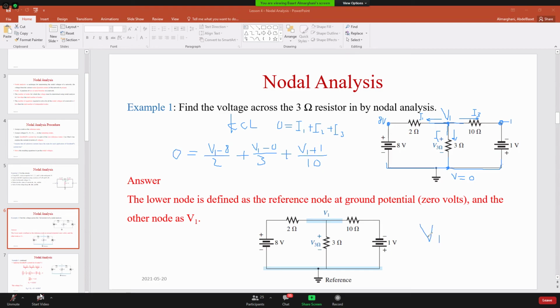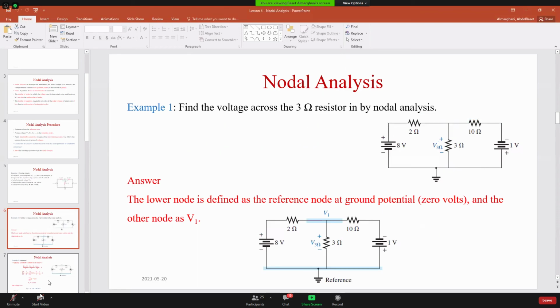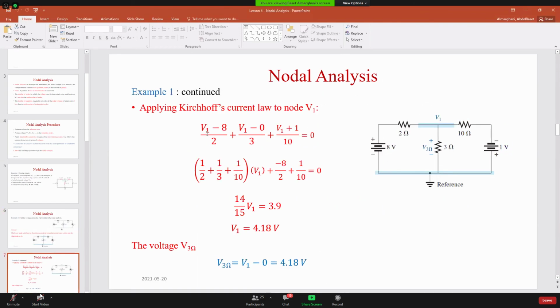Once you find V1, which is the voltage here, you can find the voltage across this resistor, which is V1 minus 0. And this is here when we solved. This is the equation. I got the common factor.